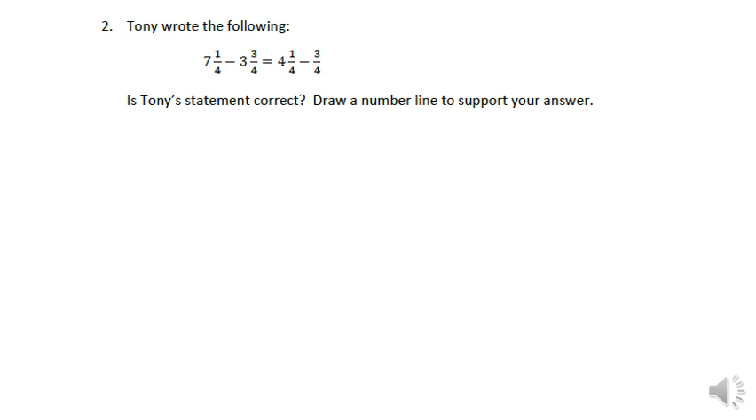Question 2. Tony wrote the following: 7 1/4 minus 3 3/4 equals 4 1/4 minus 3/4. Is Tony's statement correct? Draw a number line to support your answer. Okay. I know it says draw a number line. You can do that if you'd like. I kind of like decomposing it.